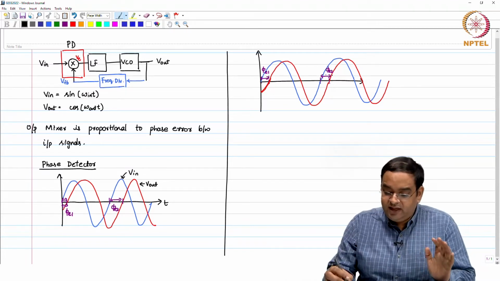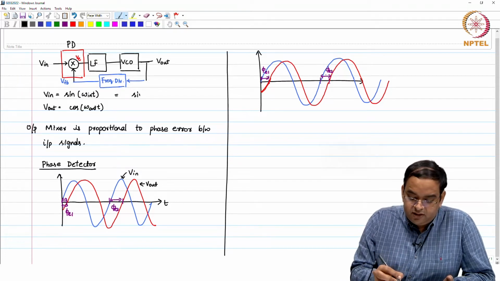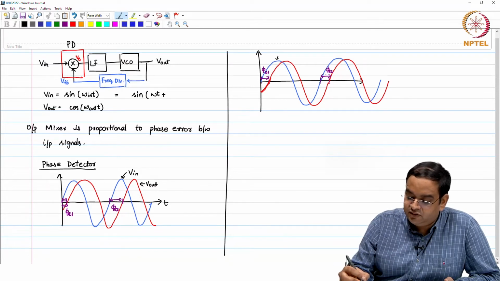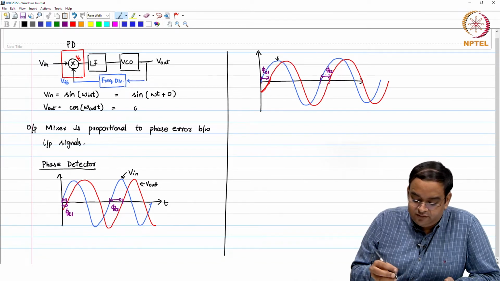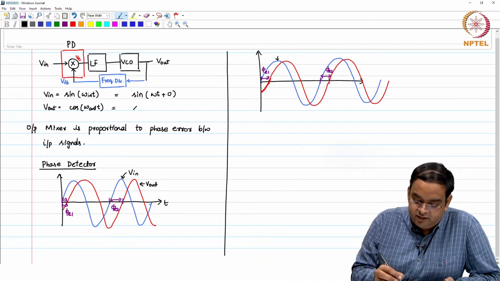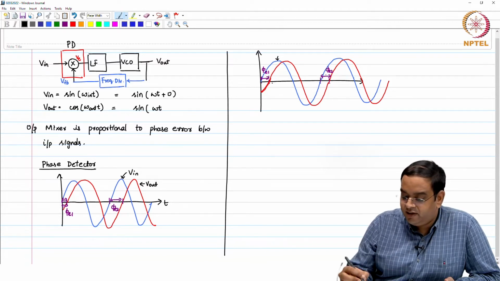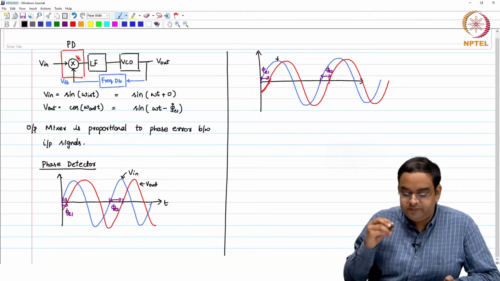Do not worry about the maths of it. If I write for these two signals, let us say this is V input, sine of omega t plus 0, with a phase offset of 0, and this one here is sine of omega t, and what you see is that the phase is shifted. So, there is some phase offset phi e 1.